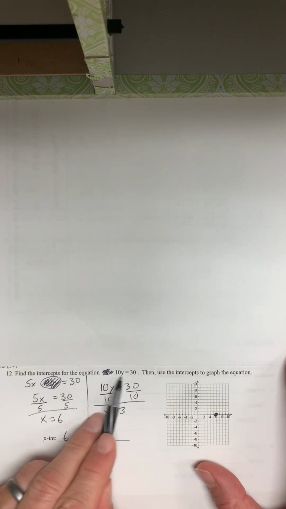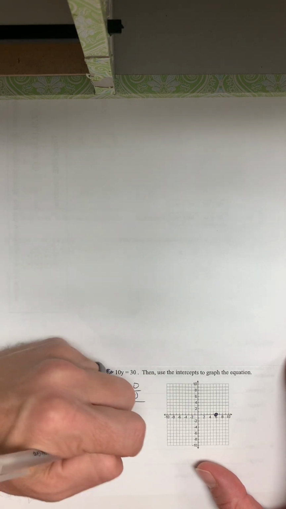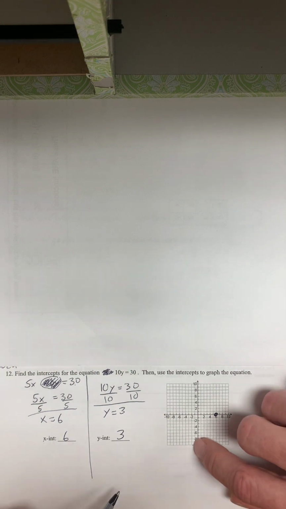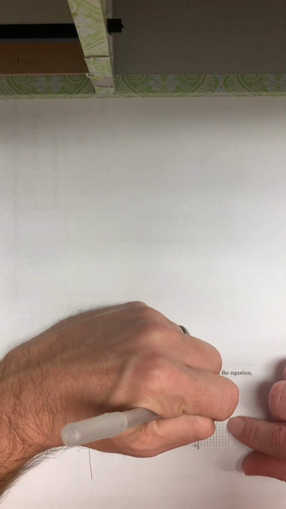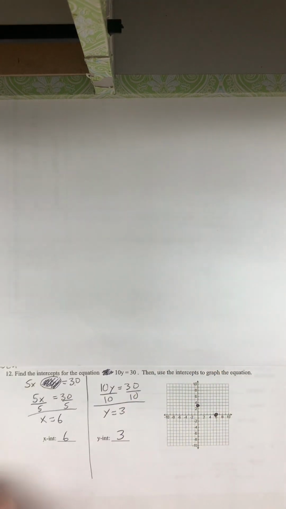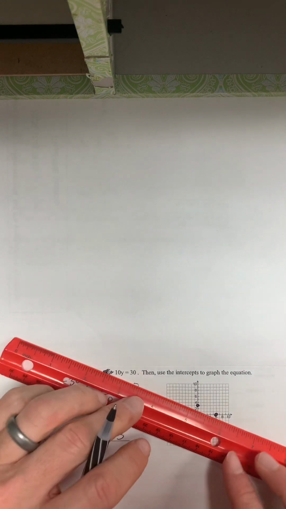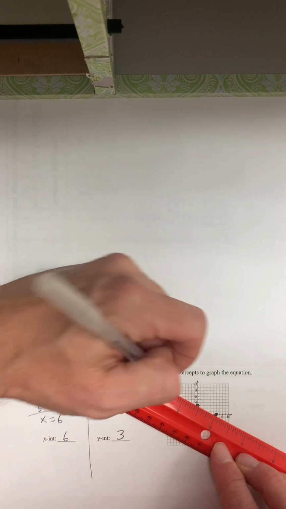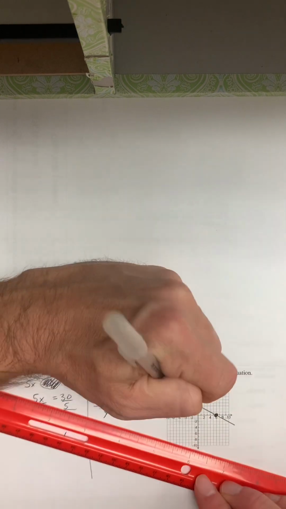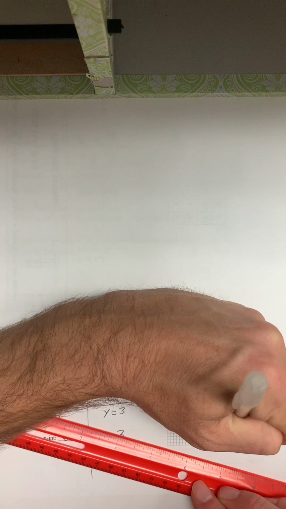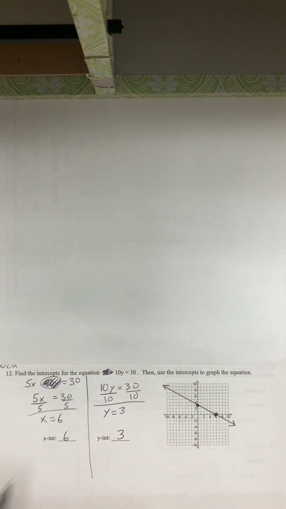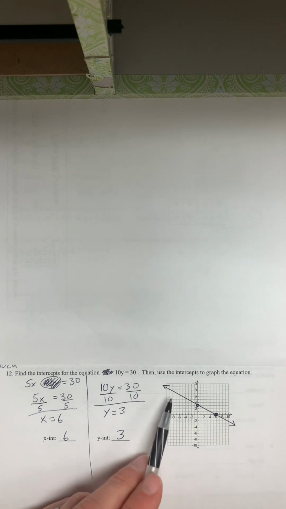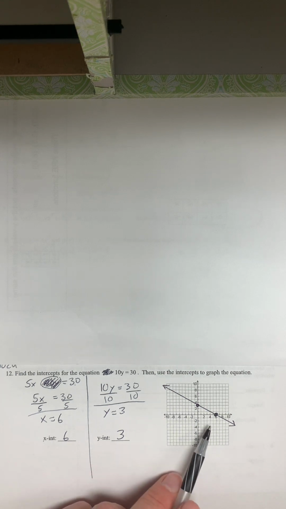So this equation touches the y-axis at 3. So now I'm going to go to the y-axis, and it touches it at 3. And now I can take a ruler, and I can make the graph. So this method of finding the intercepts is one of the easiest ways to graph a line. You can see how easy it is, once you get those 2 points, to put the line in there.